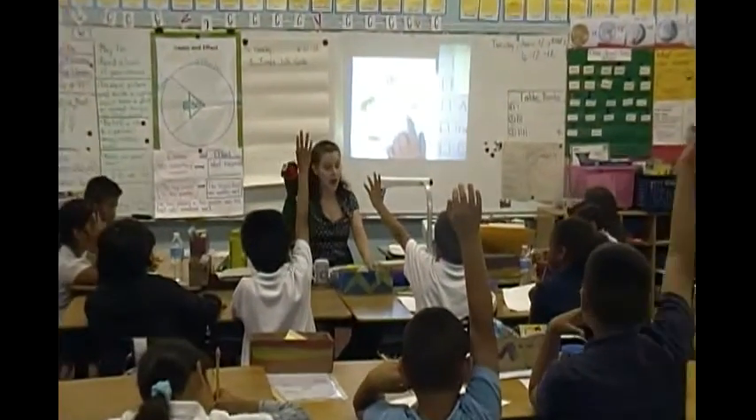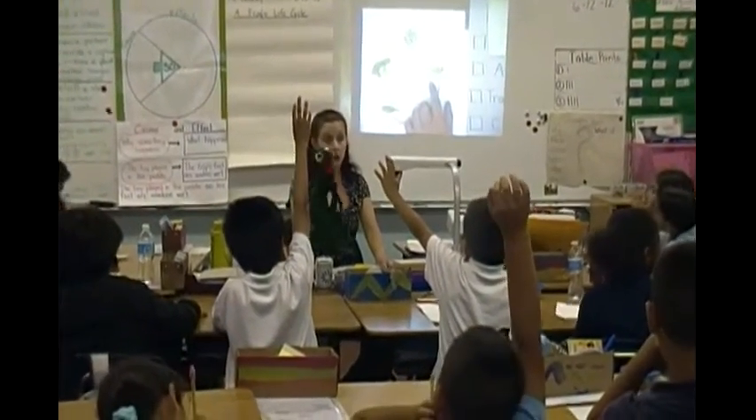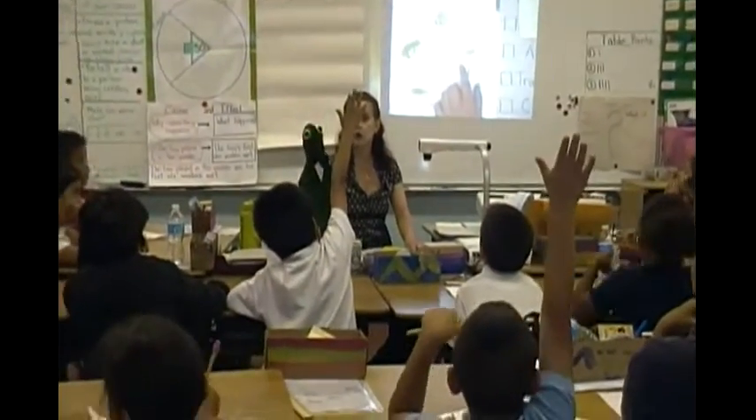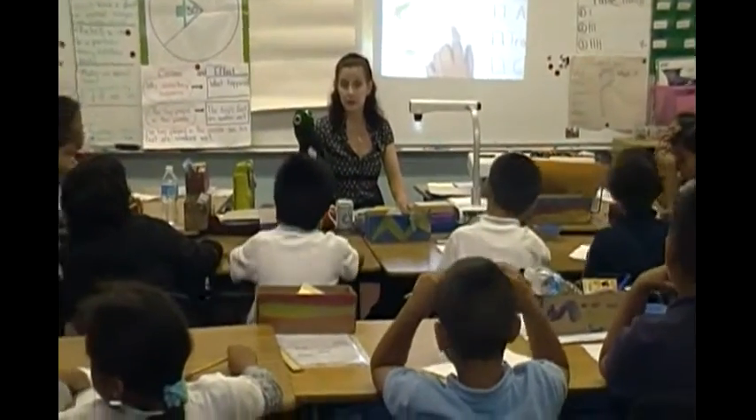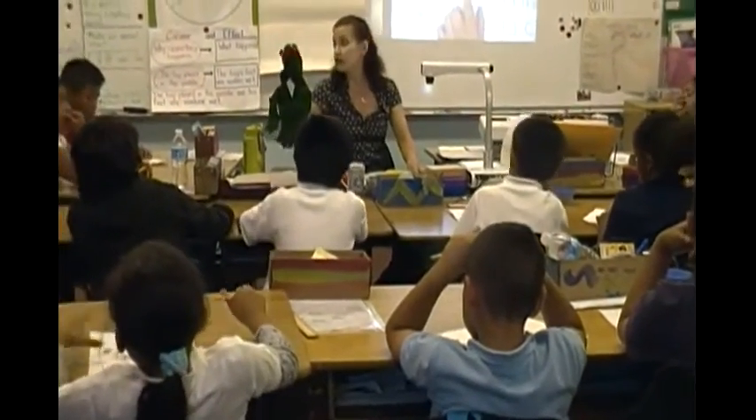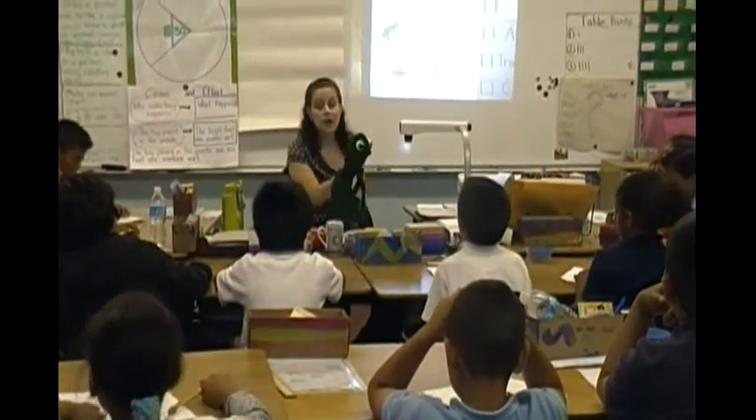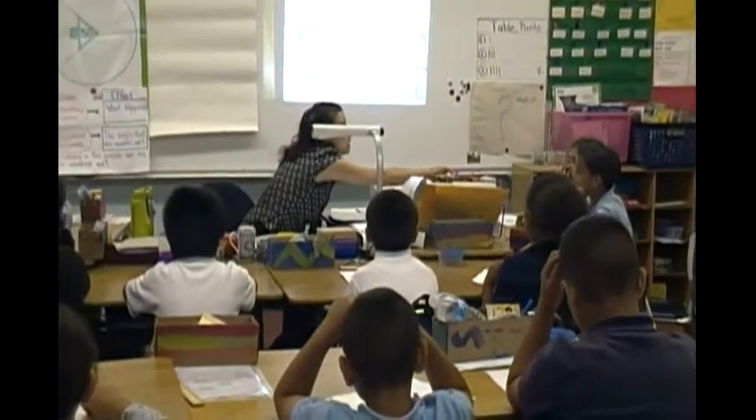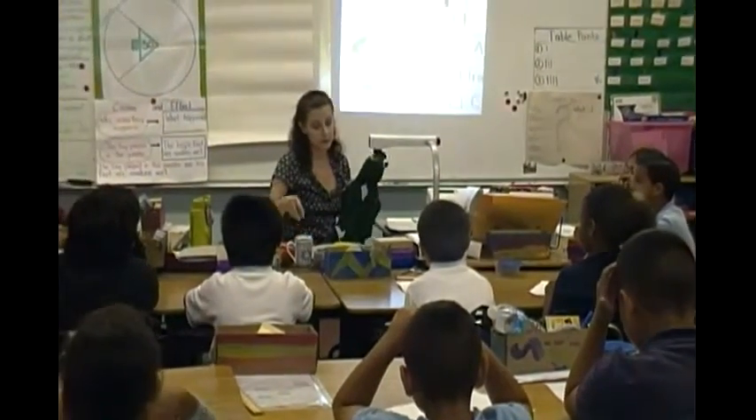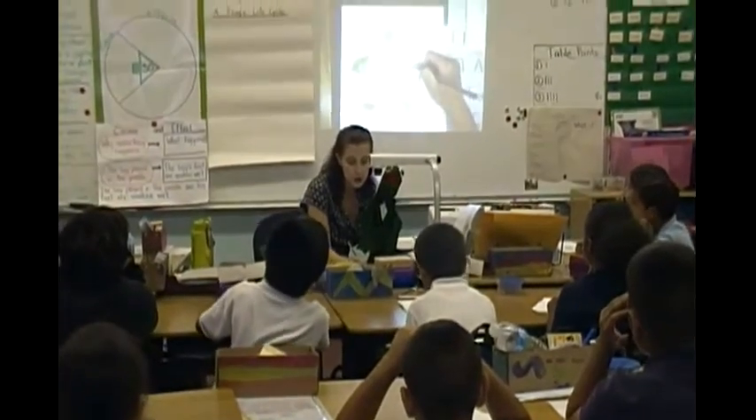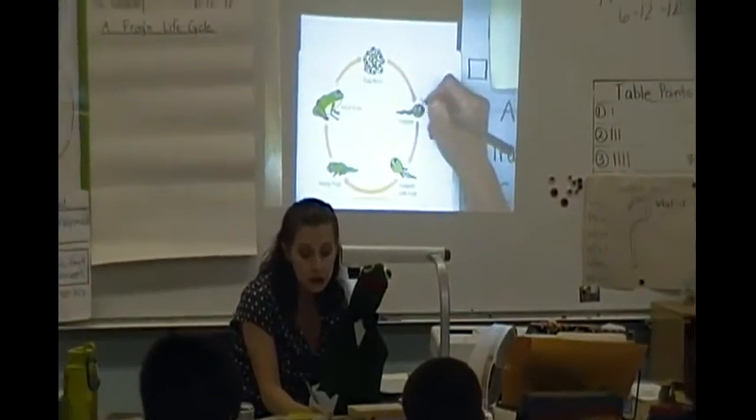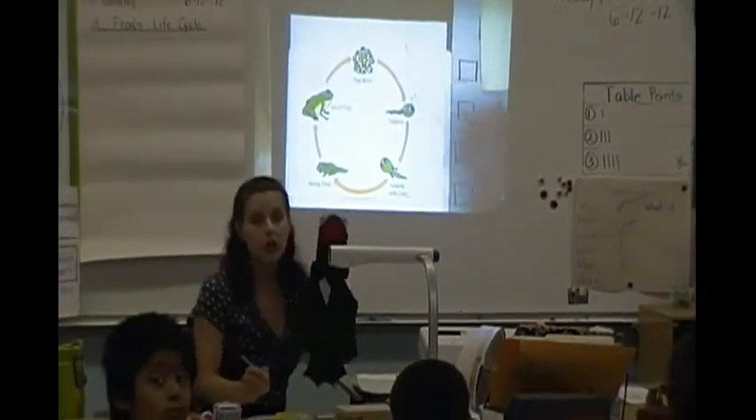And what does the tadpole have when it hatches out of the egg? Josue? Gills. It has gills, and what do those gills do? Eric? The gills help the tadpole breathe. So make sure that you label gills. I'm going to draw our little gills here. And we write gills. So make sure you did that. Check it out.